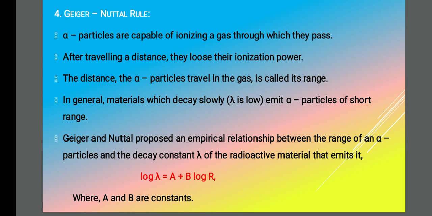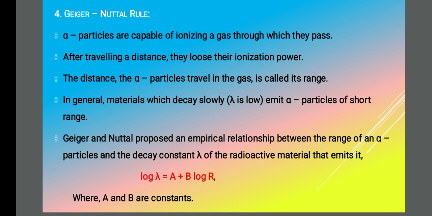In general, alpha particles which decay slowly have a very short range. Okay, if an alpha particle is decaying very slowly, it will have a short range. Geiger and Nuttall proposed an empirical relationship. Two scientists proposed a relationship between range as well as decay constant, that is R and lambda. So it is given by the correlation.